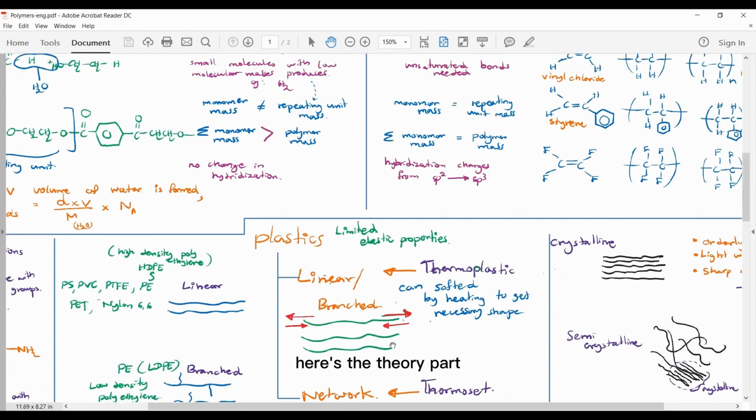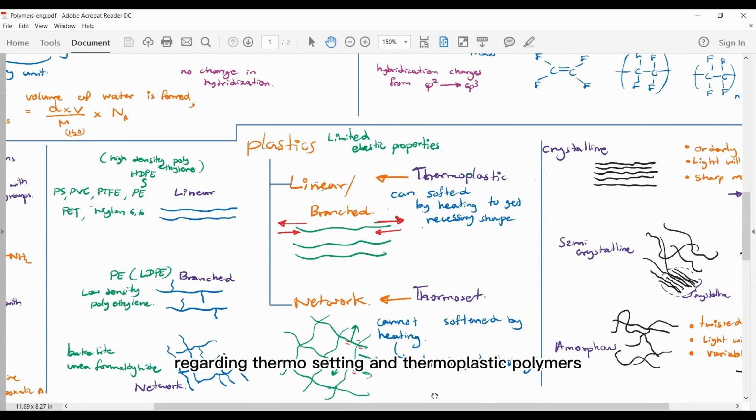Here's the theory part regarding thermosetting and thermoplastic polymers. Thermoplastic means you can heat them. While heating, polymer chains will be lengthened, elongated, and when you cool them again, they will contract to the original position. That's what we usually mean by thermoplastic polymers. That means you can heat them and change their shape and again get the same polymer without changing any of the physical properties.